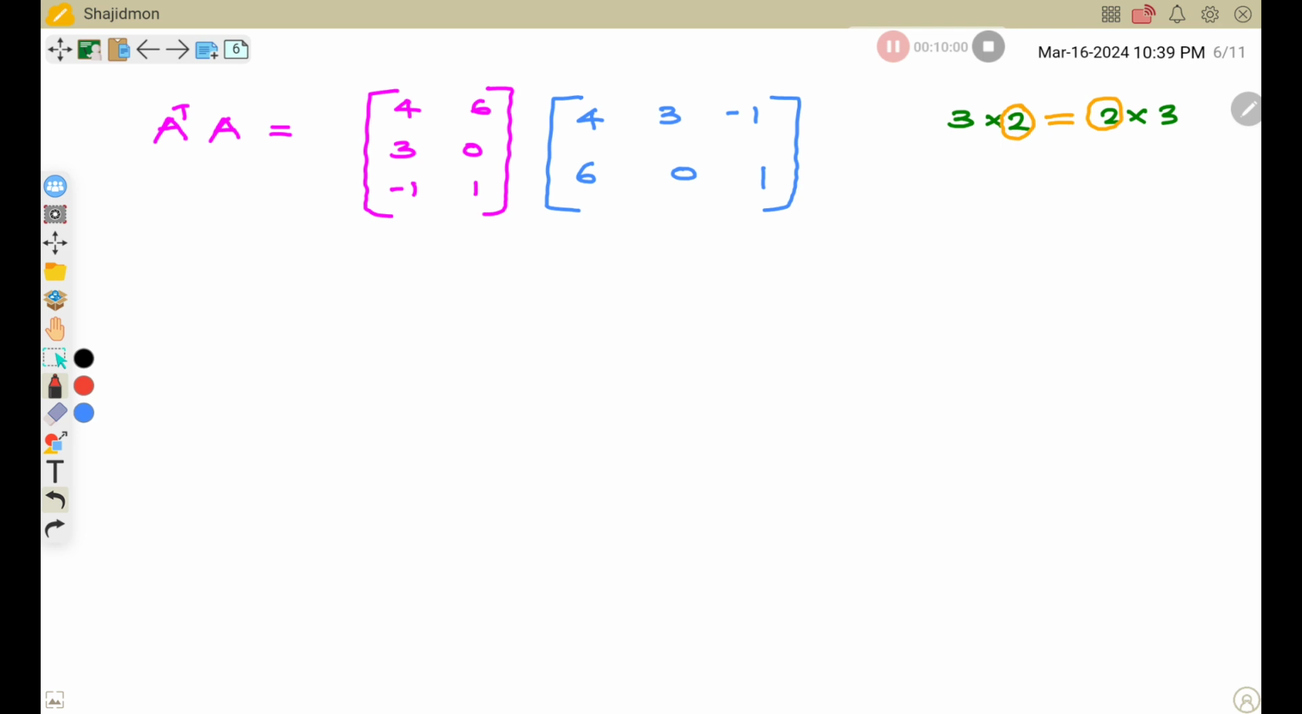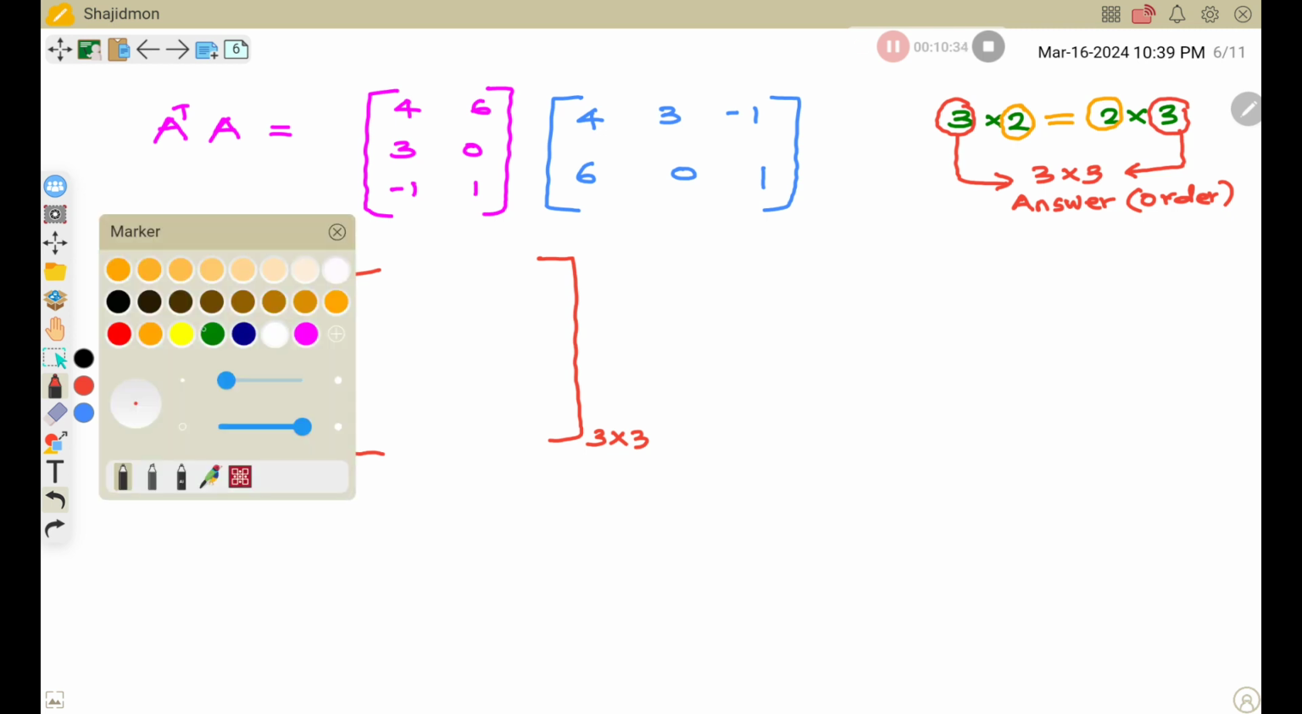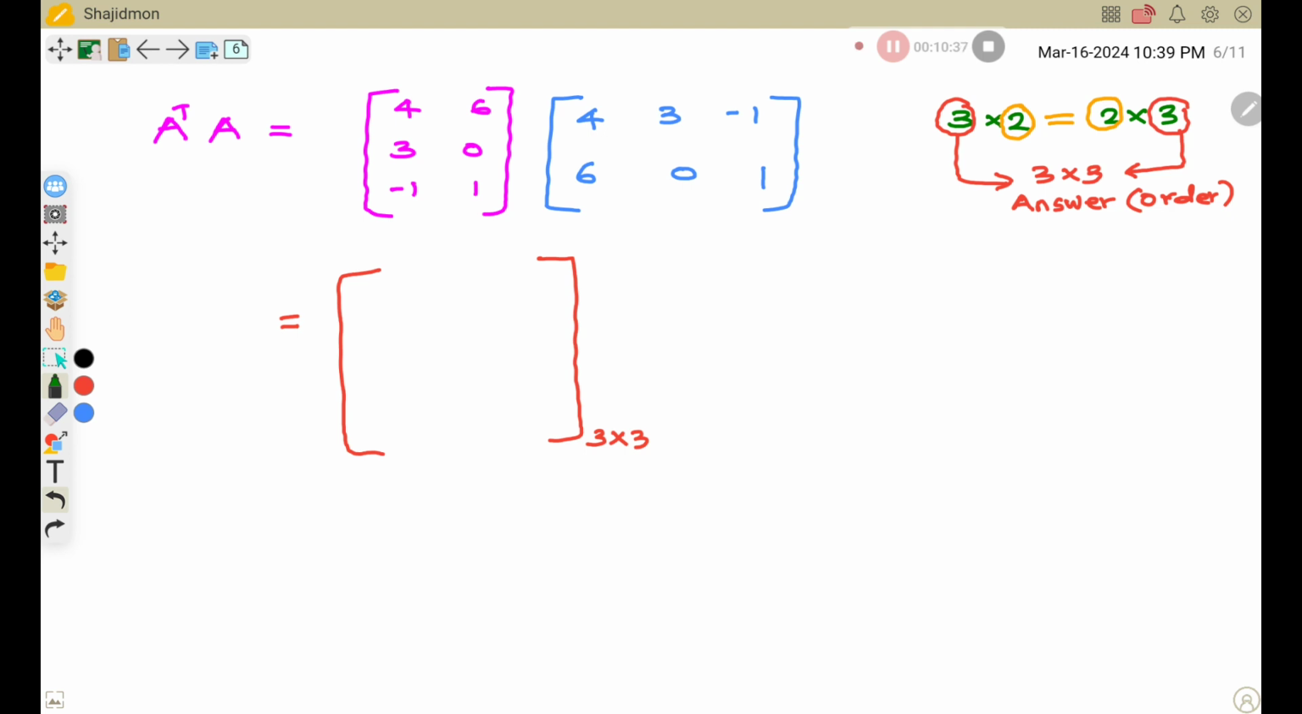Now, when we are multiplying A transpose multiply A, what will be the order of the answer matrix? That means it should be a 3 by 3 matrix, correct? This is the order of the answer matrix, okay? The answer matrix order should be 3 by 3. So that means here we need to calculate a 3 by 3 matrix. Hope you understood that one. So multiplication is possible. So we need to calculate the numbers first, one by one. So 3 by 3 means how many rows will come?